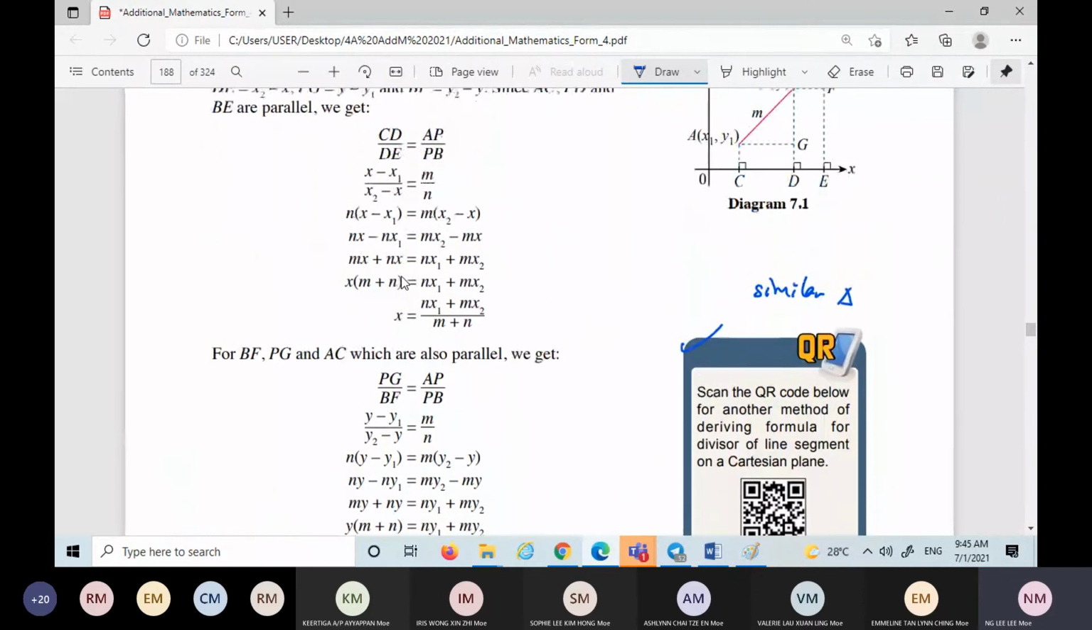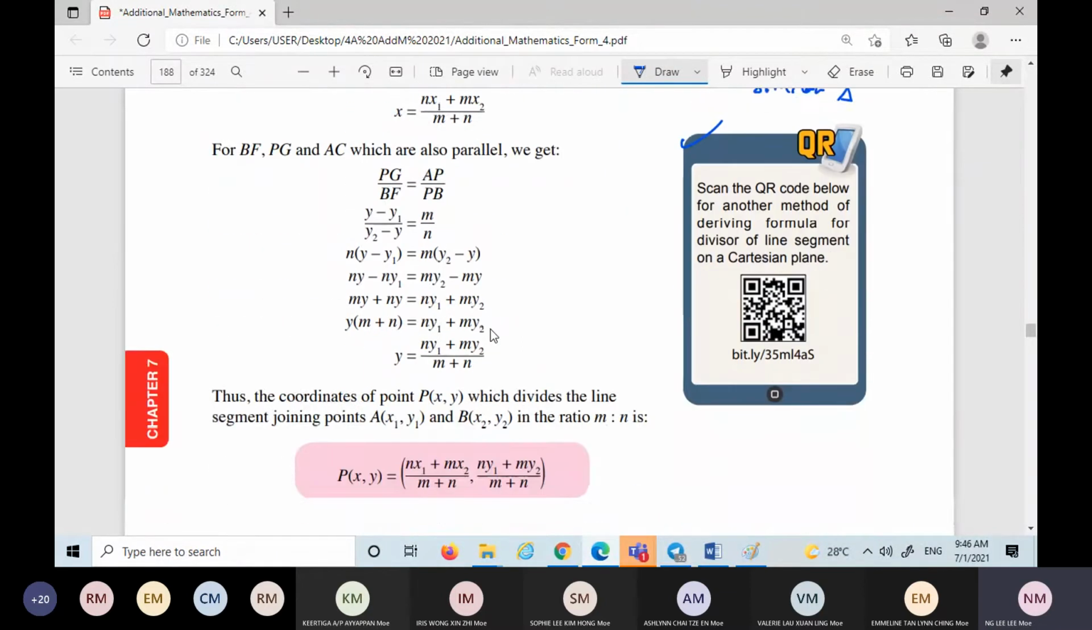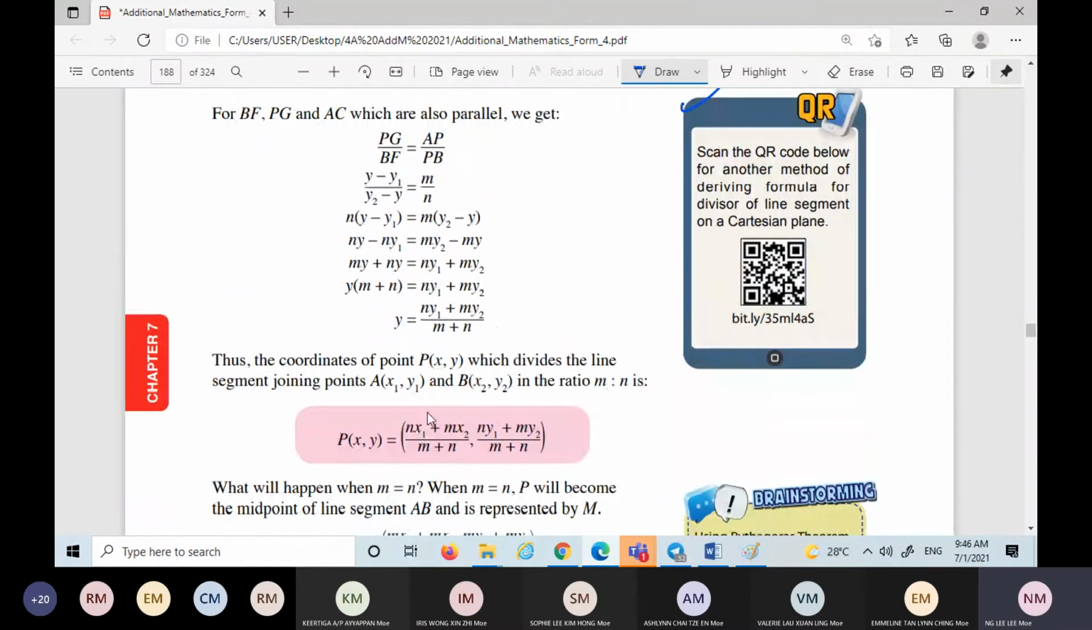I will just go through with you this one method only. Okay, they use the concept of a gradient and get the formula. Okay, this formula.